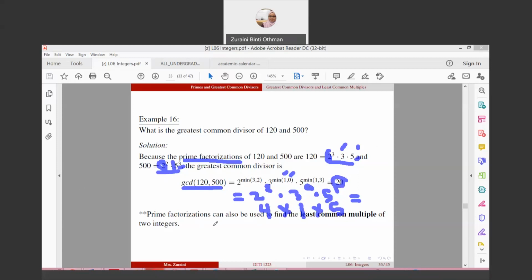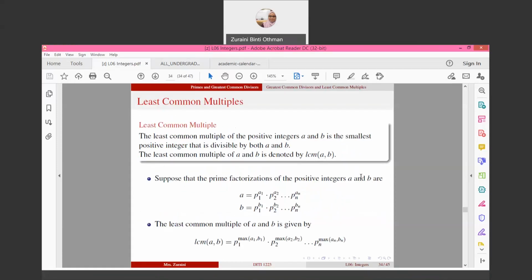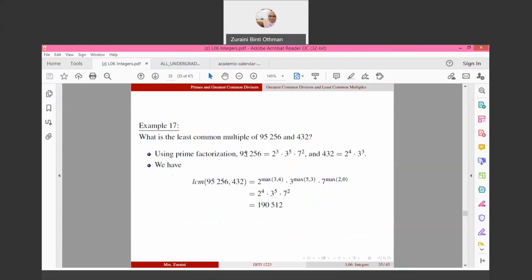Okay, prime factorization can also be used to find the least common multiple. What is least common multiple? Least common multiple of the positive integers a and b is the smallest positive integer that is divisible by both a and b. Okay, so here we denote it as LCM. Suppose that the prime factorization of positive integers a, b ialah yang ni, but here we look at the maximum of a1, b1, maximum dia.